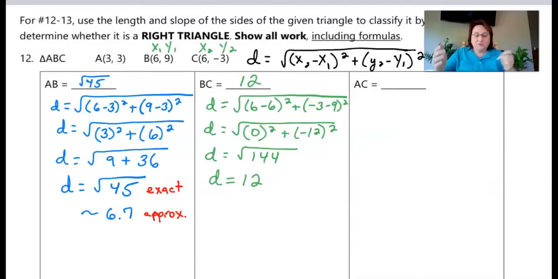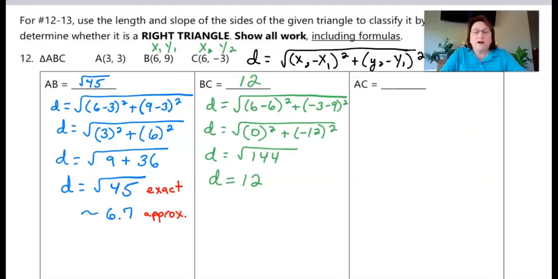How'd you guys do? Did you get that the length of BC is 12? Hopefully you remembered to put the negative in parentheses before you squared it, right? Because when you square it, negative 12 times negative 12 is a positive 144, and the square root of 144 is 12. A little bit of practice there.